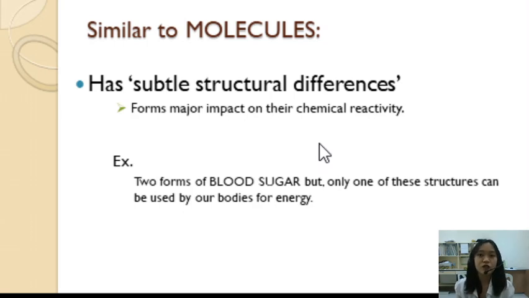You have two forms of blood sugar. So, ano ang blood sugar natin? You have the glucose, correct? So, glucose. Actually, in the body, there are two forms of blood sugars, but only one of these structures can be used by our body for energy. Meaning, doon sa dalawang forms na yun, isa lang ang ginagamit para sa energy of the body.